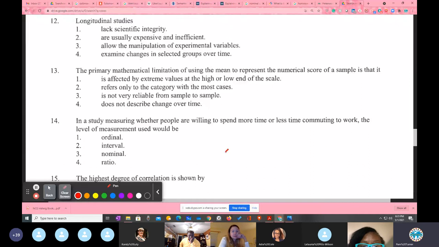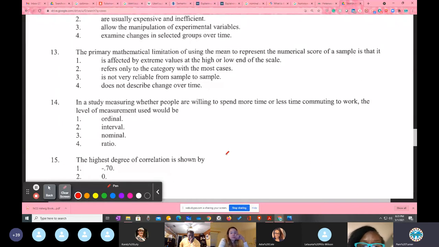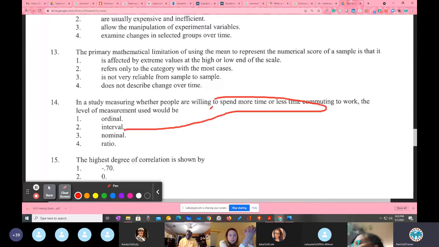In a study measuring whether people are willing to spend more or less time commuting to work, the level of measure would be... it's a study looking at whether people spend more time or less time: ordinal, interval, nominal, or ratio? Lisa, you said it was an interval. Prove it to me. How do I know? What words in the question? Because of time? Yes, time. Interval is time. Good, good, good.